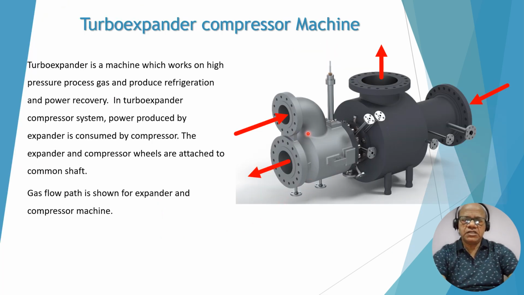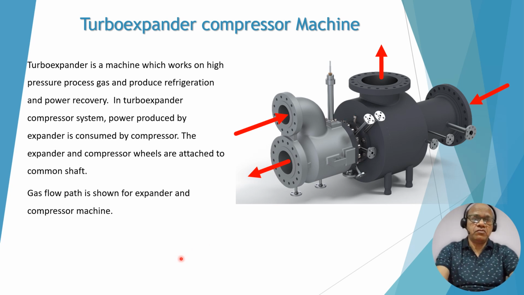Turboexpander, you can see this is the turboexpander, sometimes called the expander, and this is the compressor. Both are connected with a rotating assembly. So the turboexpander is a machine which works on the principle of expansion. That means high pressure gas comes into the expander and it produces refrigeration, or low temperature, and power recovery.